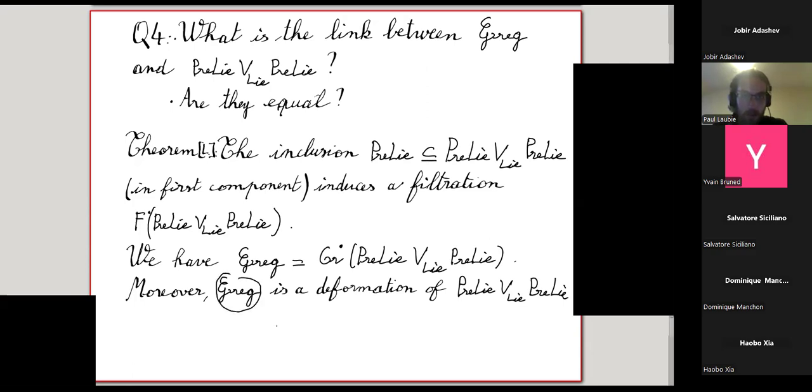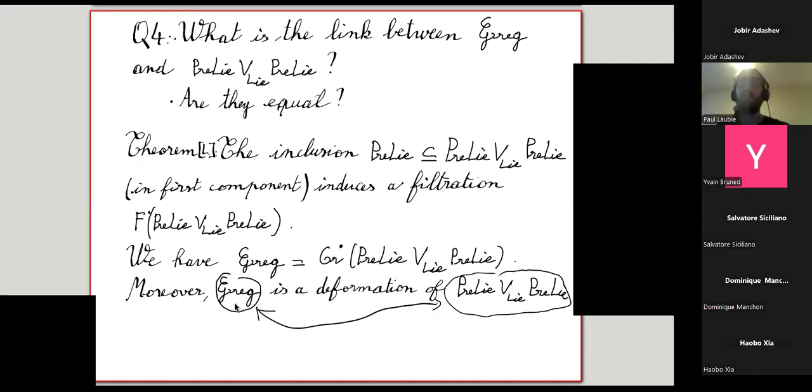Moreover, the coproduct of two pre-Lie operads is a deformation of the Greg operad. What do I mean by this? Well, what I mean is there is a family of operads indexed by a real number t, such that for t different to 0, we get an operad which is isomorphic to this coproduct, and for t equal to 0, we get the Greg operad.